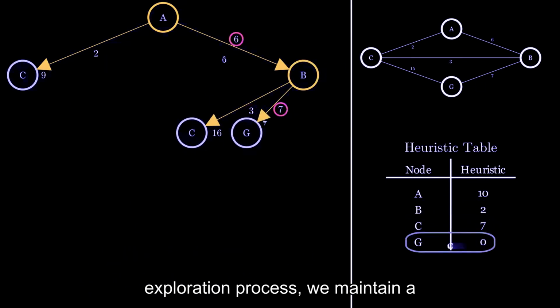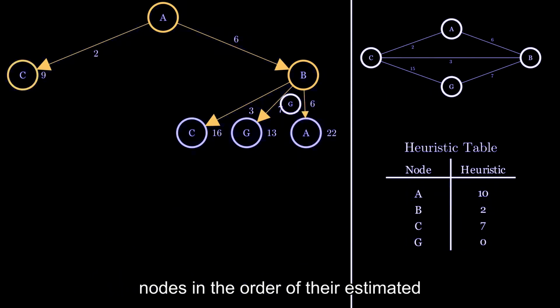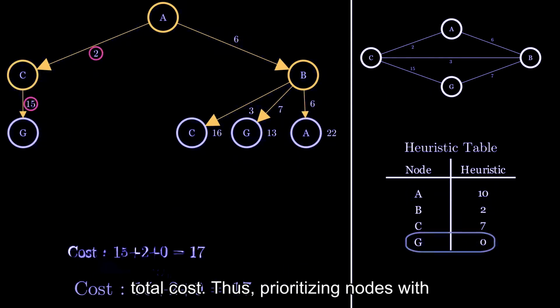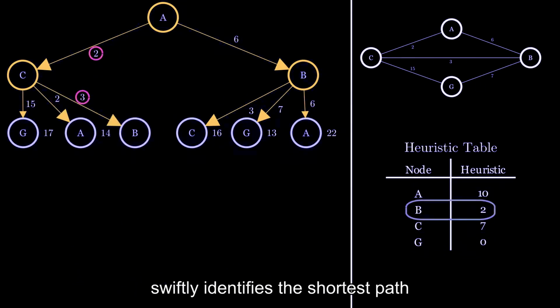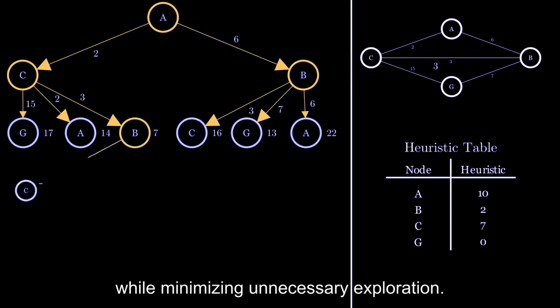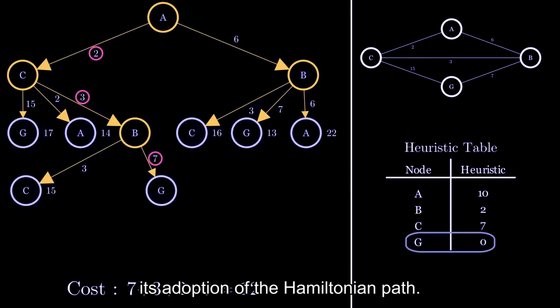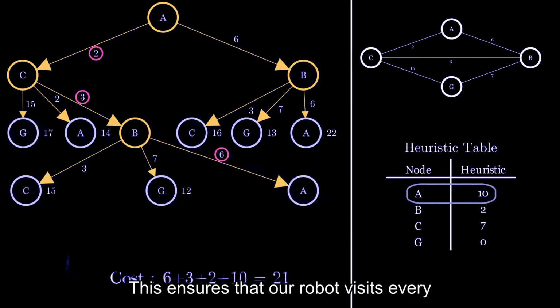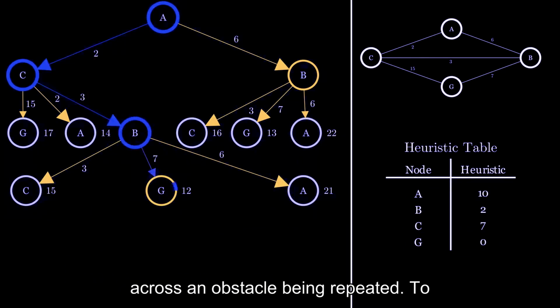To expedite the exploration process, we maintain a priority queue. It allows us to expand nodes in the order of their estimated total cost, thus prioritizing nodes with the lowest estimated total cost. A-star swiftly identifies the shortest path while minimizing unnecessary exploration. What sets our A-star algorithm apart is its adoption of the Hamiltonian path. This ensures that our robot visits every obstacle exactly once, with no path across an obstacle being repeated.